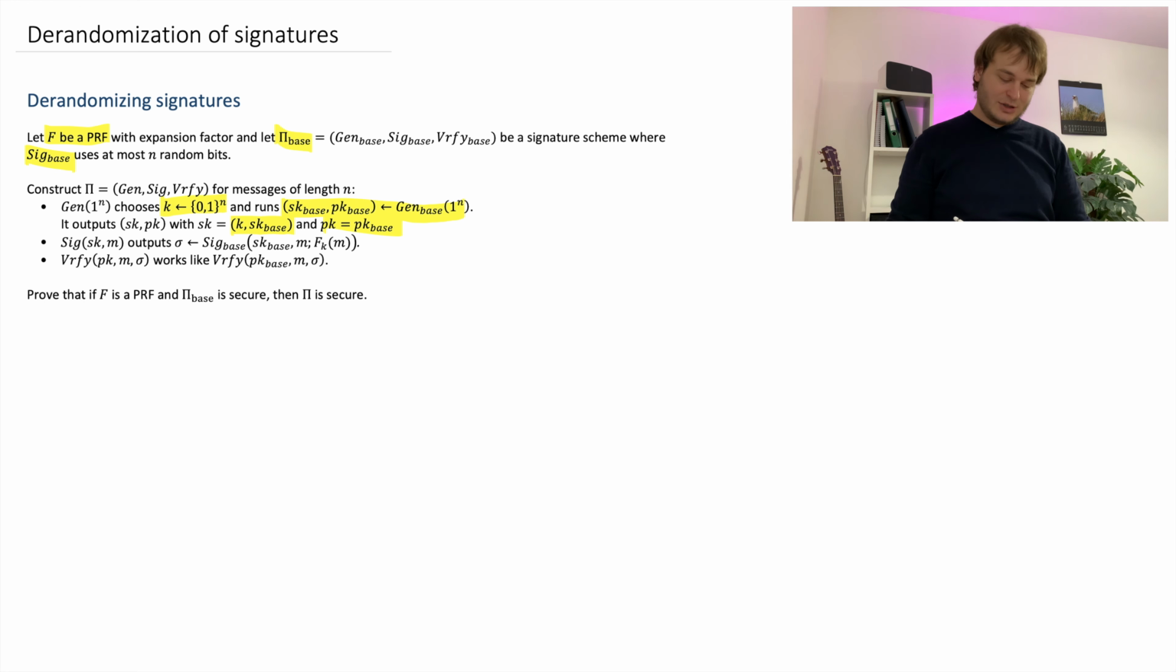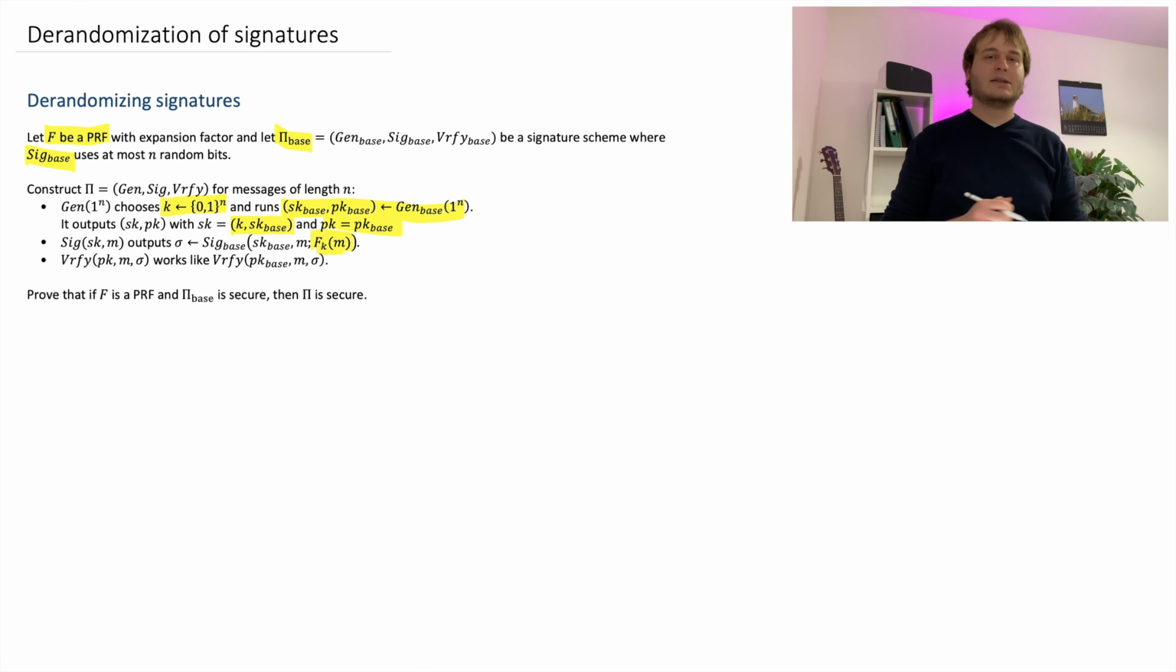Now to sign a message, we run the sign algorithm as before, but now we feed it with randomness from the PRF. To be more specific, for every message m, we get a pseudorandom string F_k of m, and that one we are using for signing message m. In particular, if you call the sign algorithm twice, you will get the same signature each time. The verifier works as before.